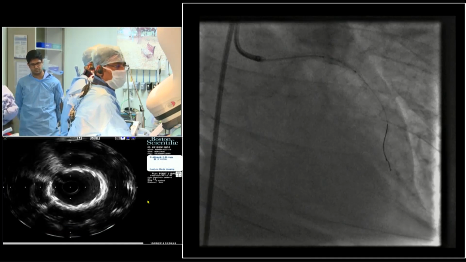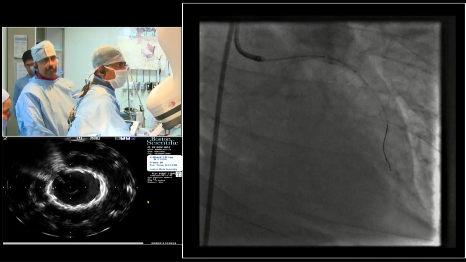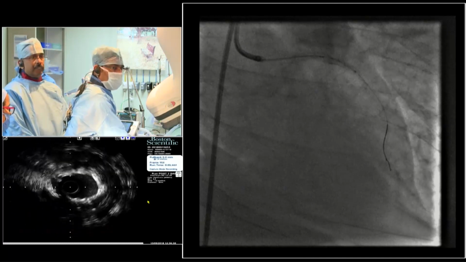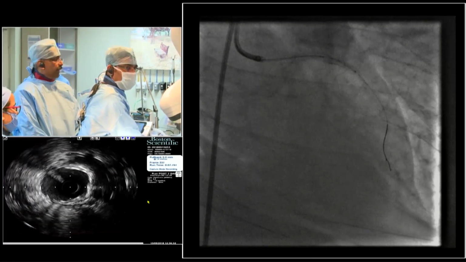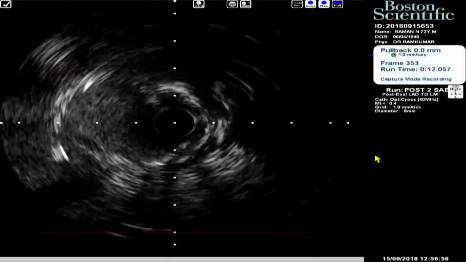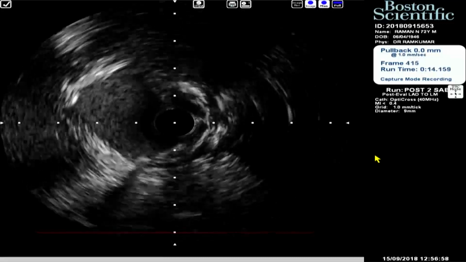So I'm doing here manual pullback. Can you see the stent? The stent is well expanded. Yes, good. Activate pullback. Good, very good. I'm pulling back. Eccentric. Big picture, expanded. IVUS full picture. And this is the ostial part of the LAD. It looks well expanded.